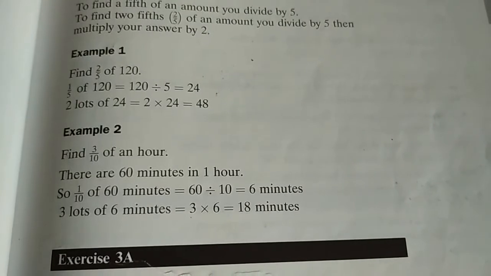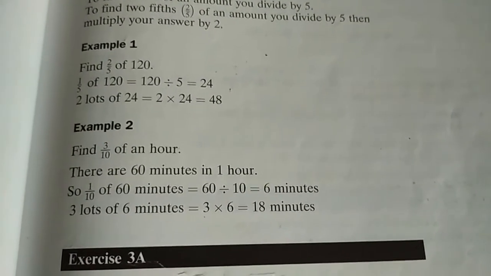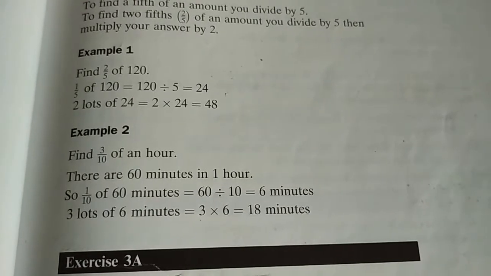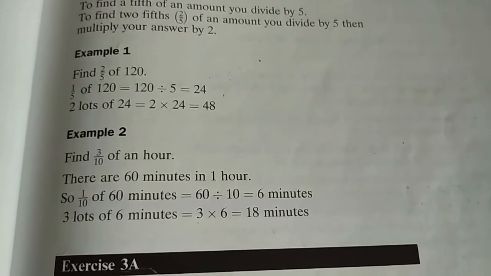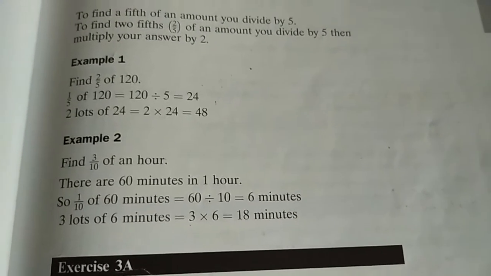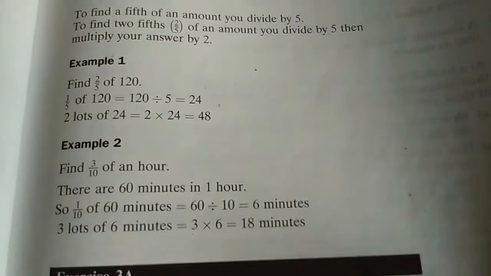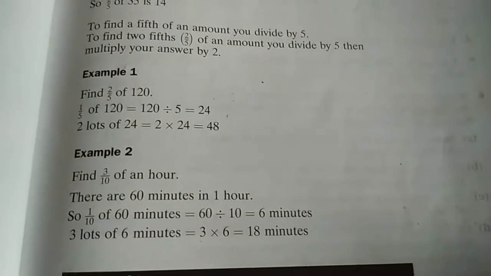Now it is time to use the numerator. The numerator is 3 here, so we need to multiply 6 with 3. So 3 lots of 6 minutes is equal to 3 into 6, which is 18 minutes. So 3/10 of an hour is equal to 18 minutes. Okay, let's move on to another topic.